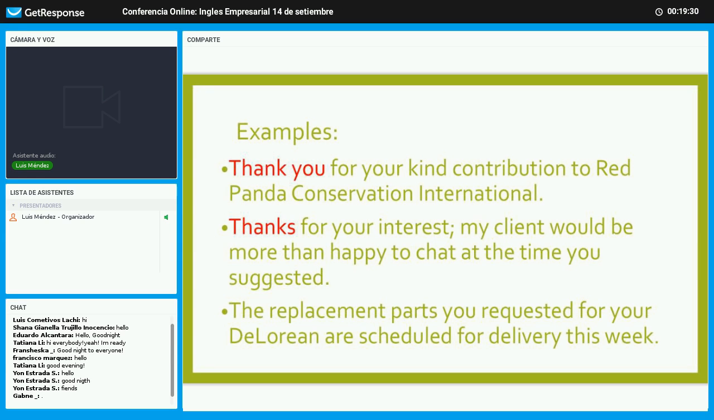So we have the structure now again. The subject line, the salutation, and the thank you part. These are the three steps we're working on so far, right? Now, let's continue. I hope everything is fine so far. Let's continue.